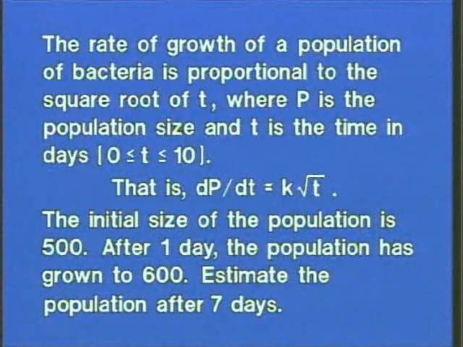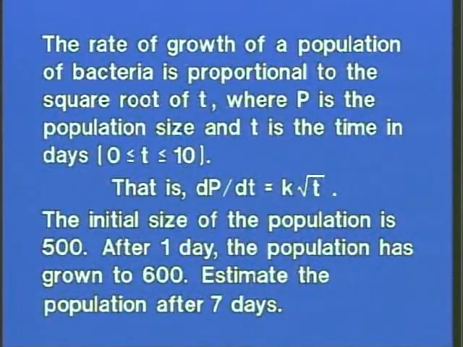The rate of growth of a population of bacteria is proportional to the square root of t, where p is the population size and t is the time in days, where t is between 0 and 10. That is, the derivative of population with respect to time is equal to k times the square root of t. Now, I'd like to stop right here and spend a couple of minutes talking about where the aspects of this equation come from. Why can we write dp over dt? Why is the problem implying a derivative notion?